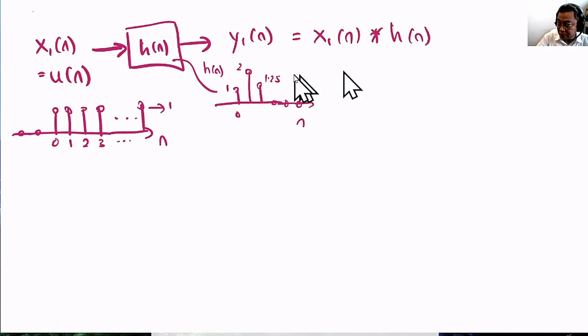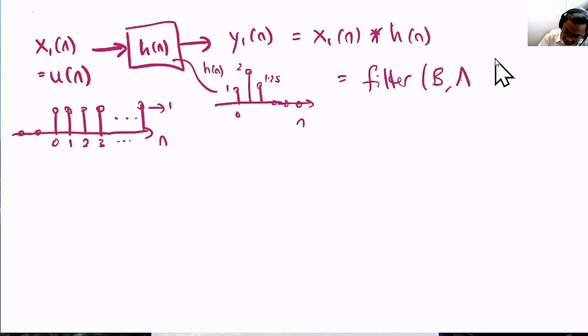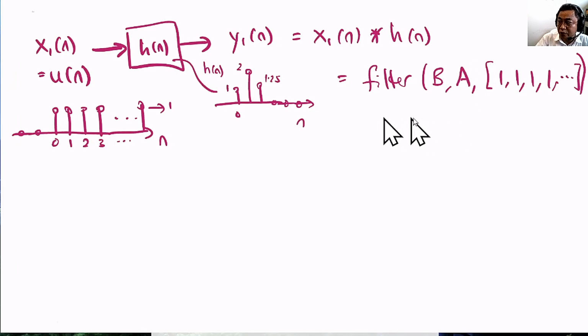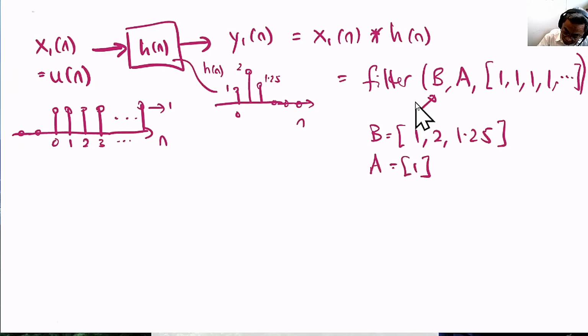And then we can solve it this way. Of course, in MATLAB, you basically write filter(b, a, x), where the unit step is 1, 1, 1, of course an infinite value of 1, and then you get the output. So let's try with this first. Remember, b is 1, 2, and 1.25, and a was 1. And then this is x, and let us see what the value of y1[n] is.